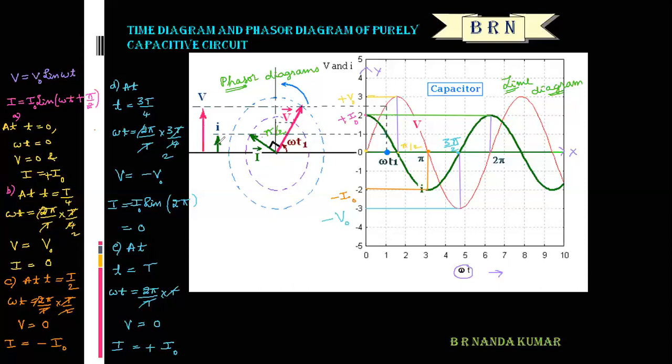So this is the instantaneous current, and this one is the instantaneous voltage in a purely capacitive circuit. Instantaneous current is I equal to I naught sine of (omega t plus π/2). V is the instantaneous voltage, that is V equal to V naught sine omega t.